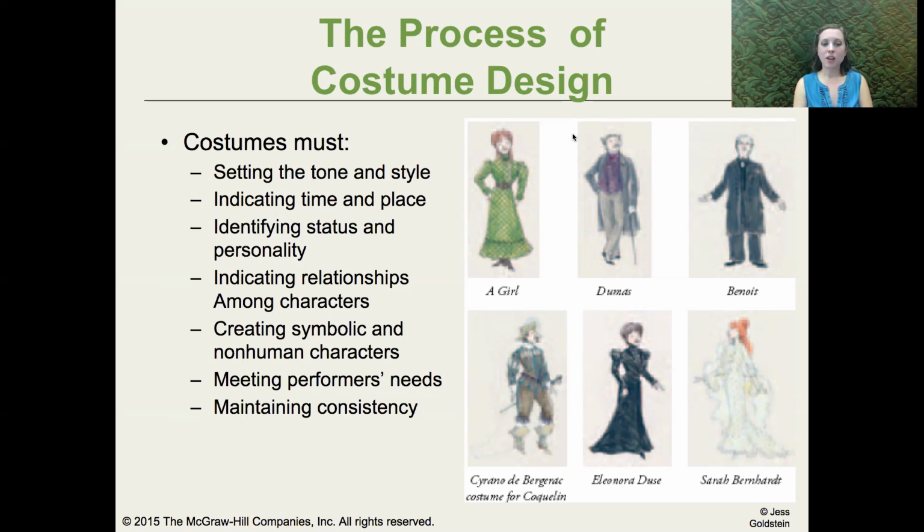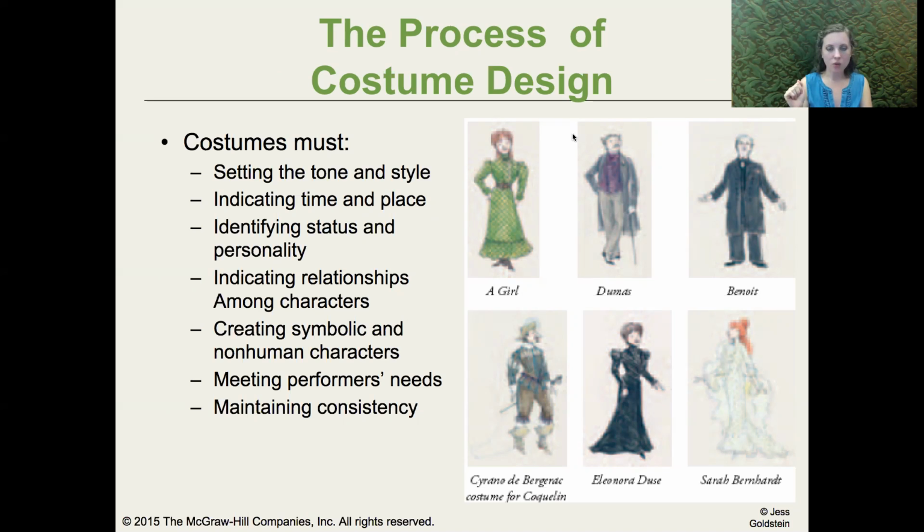You're going to create symbolic and non-human characters sometimes. So what does that mean if you have a ghost, like in A Christmas Carol? How are you going to create that non-human character? What's their biggest characteristic? And then how are you going to personify that with a costume? You need to meet the performer's needs, things like they need pockets or they need to change quickly. So maybe instead of having buttons down a shirt, it's going to be magnets. And then you need to maintain consistency. So you're telling the same story as the rest of the designers, but also consistency within each character.